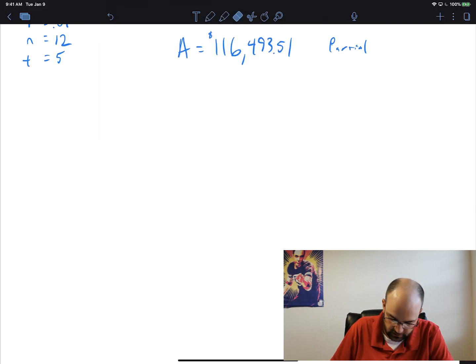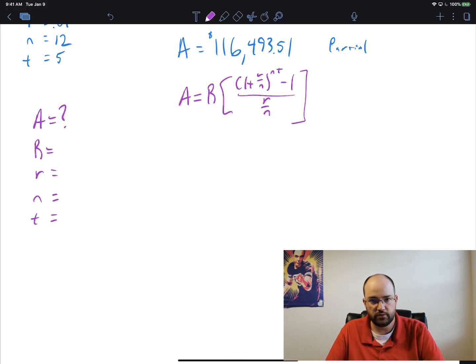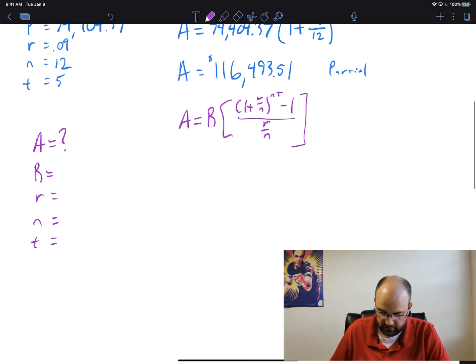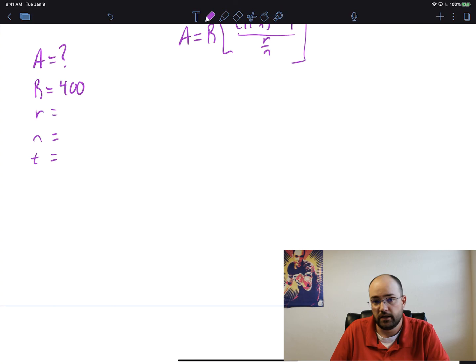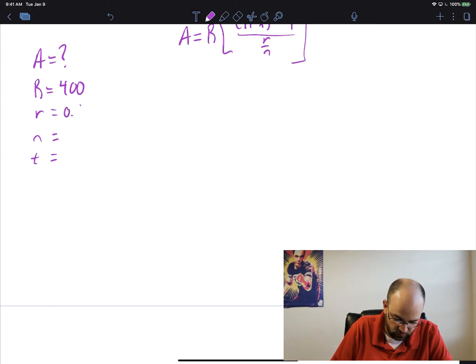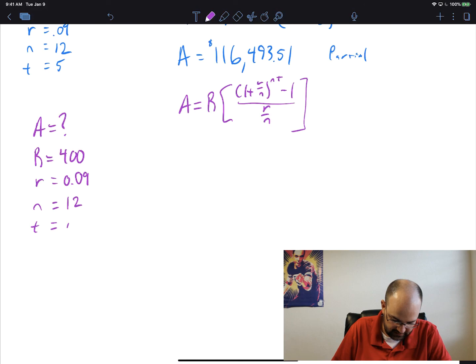Again, the formula for annuity is the R times 1 plus r over n to the n times t minus 1 all over r over n. So we have A, capital R, little r, n, t. And again, we don't know what the future value is from that new annuity that we're creating. The revenue stream, R, is how much she puts in there a month, which is going to be $400. Little r is the interest rate, which we saw was 9%. The little n is the number of compounding events per year, which was 12, and time is 5.